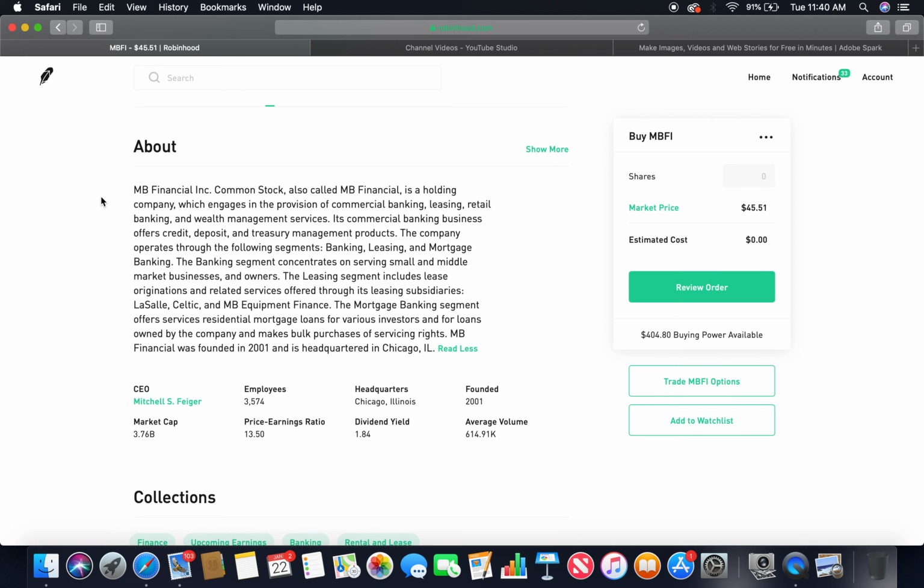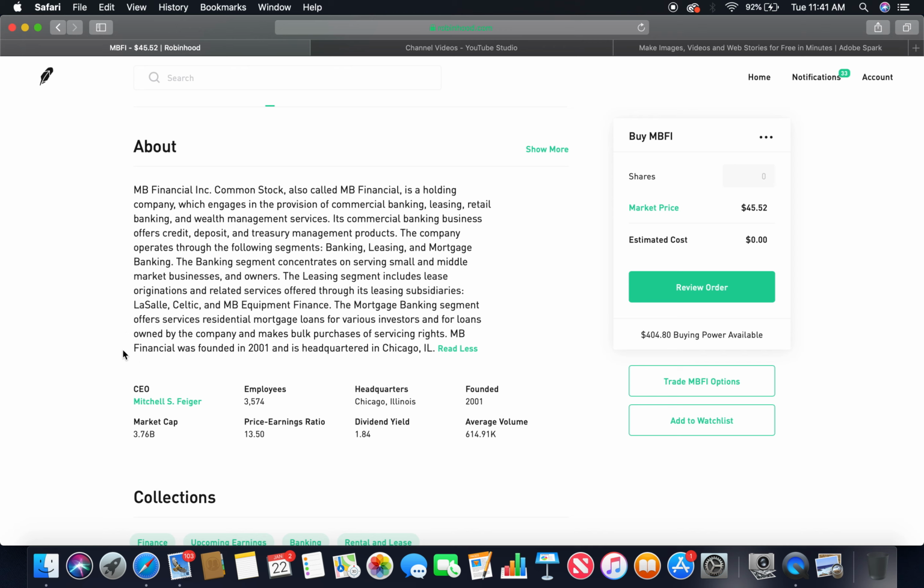About MB Financial Incorporated, common stock, also called MB Financial, is a holding company which engages in the provision of commercial banking, leasing, retail banking, and wealth management services. Its commercial banking business offers credit, deposit, and treasury management products. The company operates through the following segments: banking, leasing, and mortgage banking. The banking segment concentrates on serving small and middle market businesses and owners. The leasing segment includes lease originations and related services offered through its leasing subsidiaries, LaSalle, Celtic, and MB Equipment Finance. The mortgage banking segment offers residential mortgage loans for various investors and for loans owned by the company, and makes bulk purchases of servicing rights.